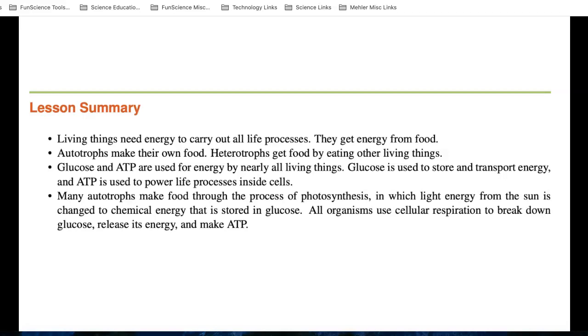Autotrophs make their own food. Heterotrophs, which is what we are, get their food by eating other things. Glucose and ATP are used for energy by nearly all living things. Glucose is used to store and transport the energy. ATP uses it within the cell, inside the cells. So make sure you read this and make sure you understand the difference between those two. And now we're going to move on to section 4.2, which is photosynthesis in a little more detail.